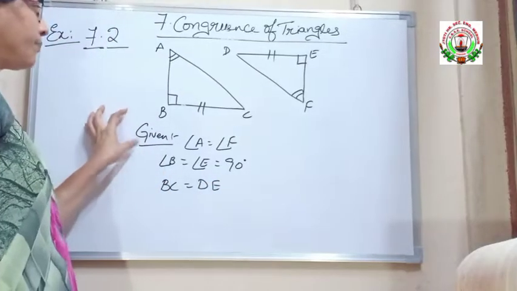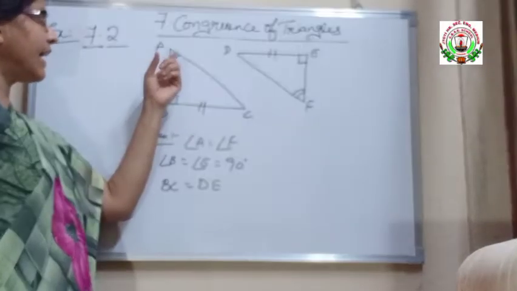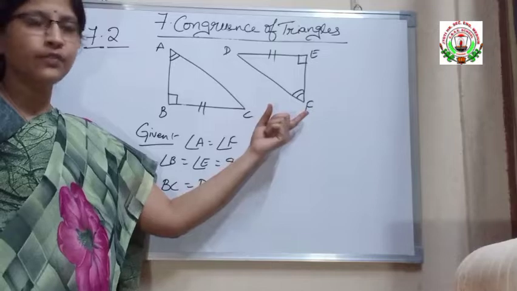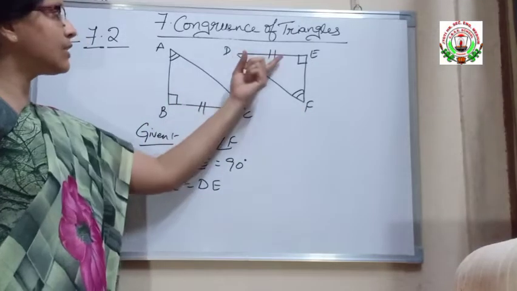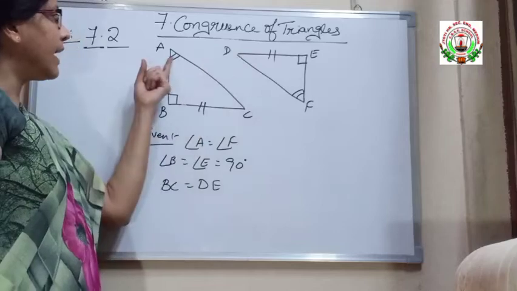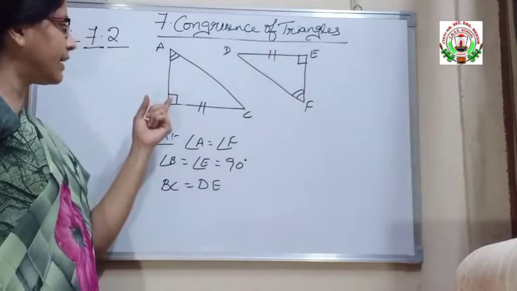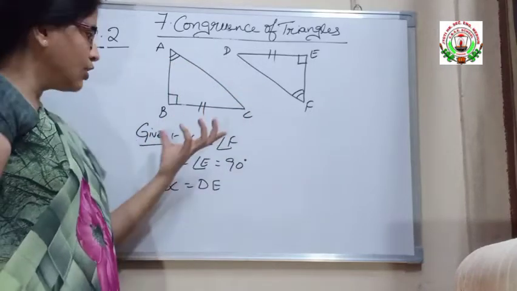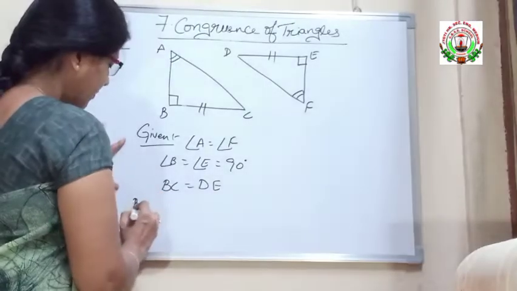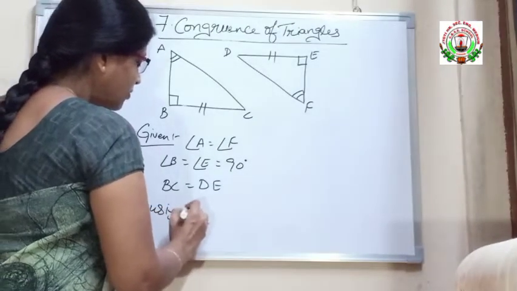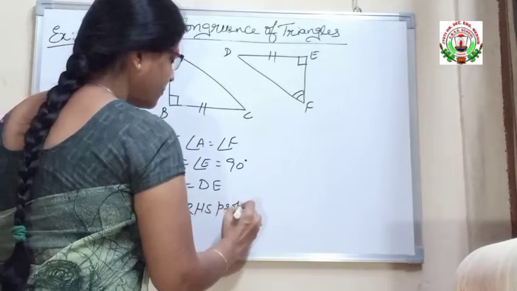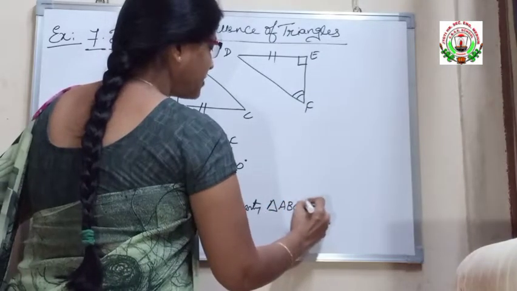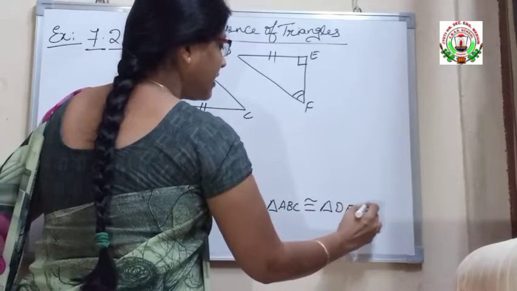So here again, right angle is equal and one side is equal. So automatically the hypotenuse also will be equal, because BC is equal to DE, and angle A is equal to angle F, and B and E are 90 degrees. So automatically the hypotenuse also will be equal. So here by using RHS property, triangle ABC is congruent to triangle DEF.